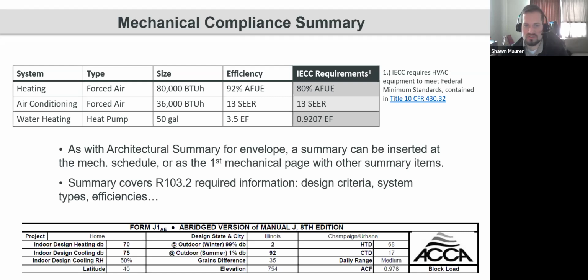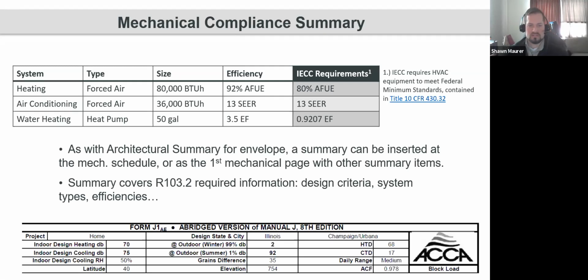As with the architectural summary for the envelope, you're going to want a summary for your mechanical systems included somewhere in your mechanical schedule, or probably in the first page or a designated area of your specification manual that has the summary of all these details, as far as sizing and efficiency requirements.